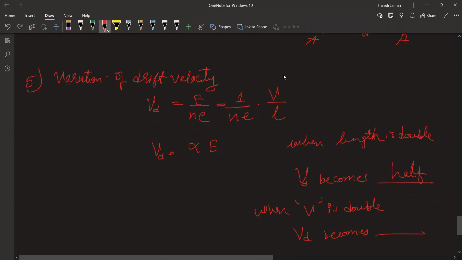What about this next one? V D double, sir. Yes, it becomes twice or double, because here V D and V are directly proportional, V D and E are inversely proportional.